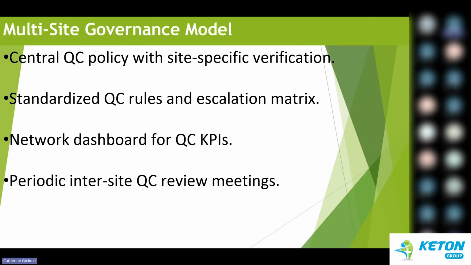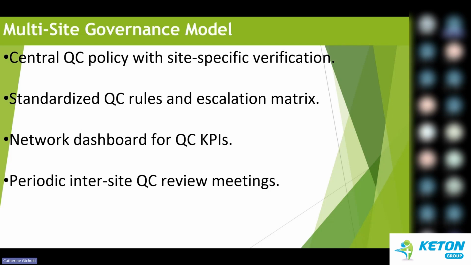Then same QC rules and escalation everywhere, because you're having a multi-site, but that doesn't mean that everybody comes up with their own rules. You use the same QC acceptance rules and escalation processes. And then one network QC dashboard, where somebody else can track your QC indicators, the KPIs for all sites in one dashboard, to allow central oversight and early detection of problems.